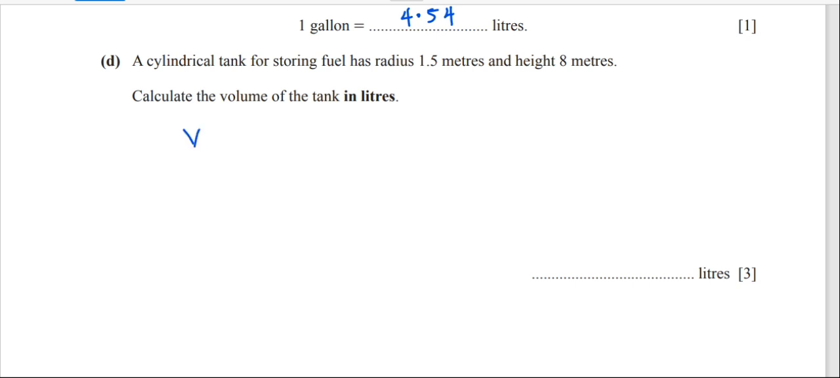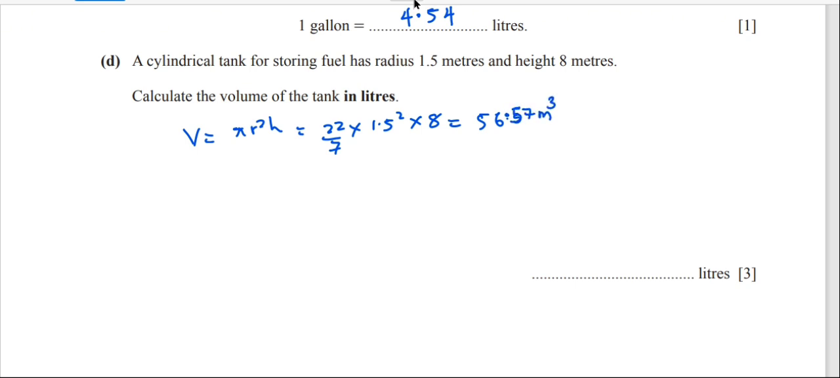Volume of a cylinder. Okay, volume of a cylinder is pi r squared h. So with that now, we can say it's 22 over 7 times the radius, which is 1.5 meters, so 1.5 squared, times the height, which is 8. So when you use a calculator to calculate this, you are going to have 56.57 meters cubed.